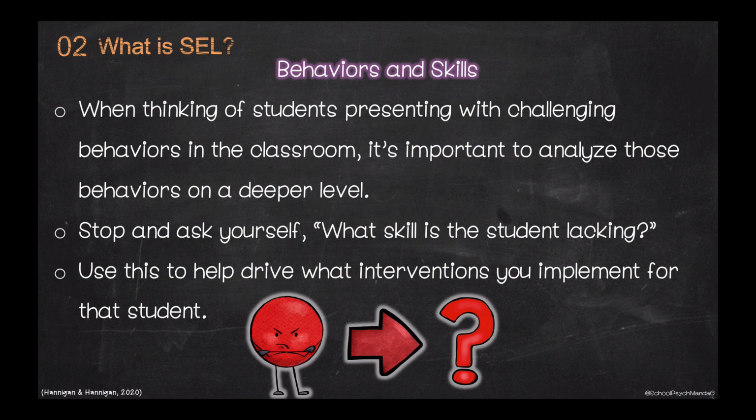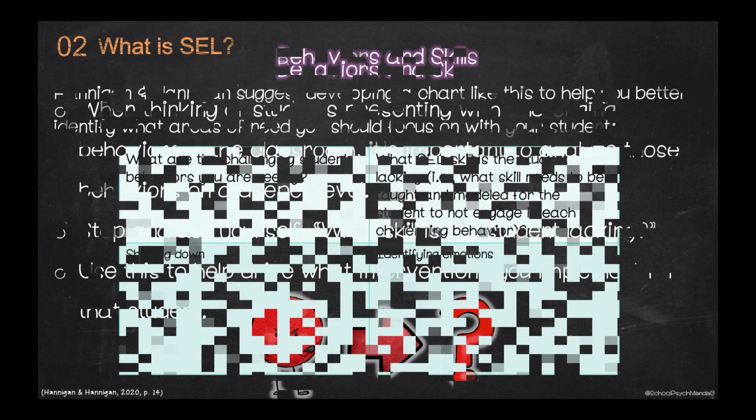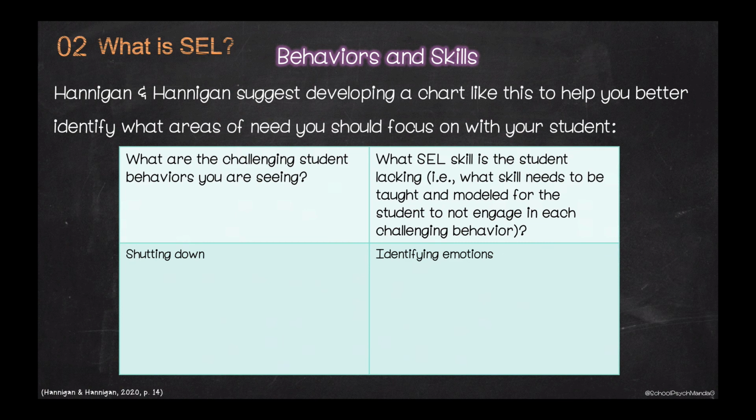So then the authors talk about behaviors and skills. If you're a classroom teacher or someone who works in a teaching setting, one thing that you really want to do is try to pinpoint what the challenging behavior is that the student is displaying. So when we're thinking of students that have challenging behaviors, we need to dig a little deeper, analyze a little deeper, and ask ourselves, what skill is the student lacking? And when we come up with an answer, now we're at a start point for coming up with an effective intervention that we can use to help target that skill that the student needs more support in.